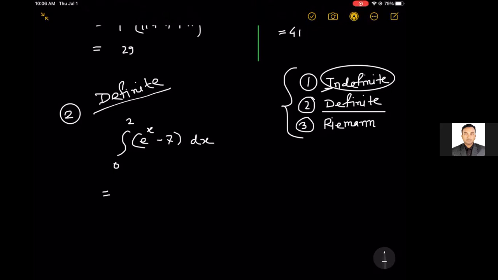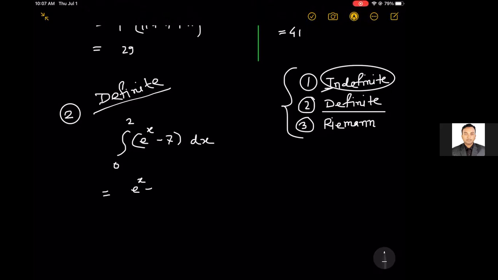E to the x? Anyone? E to the x. Exactly. So for e to the x, I guess it's the best function when you're in the calculus course. The derivative of e to the x is e to the x. The antiderivative of e to the x is also e to the x. Isn't it cool?